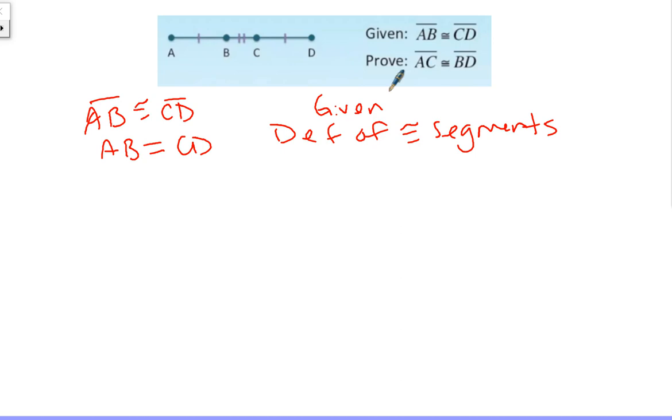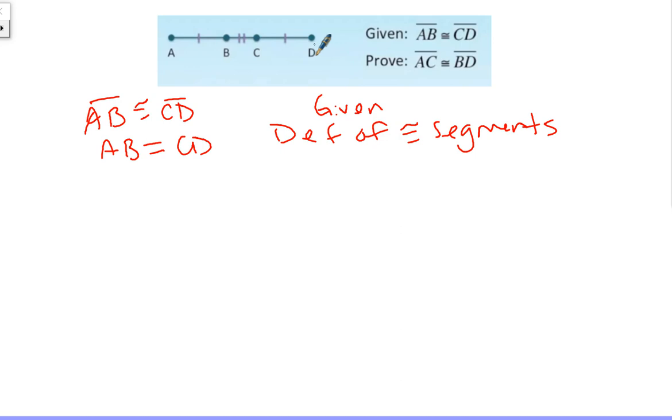Now, where does the topic of segment addition postulate come into play? Well, if we look at what we're trying to prove, we are trying to prove that AC is congruent to BD. So what I always tell my students is that if that's what you're trying to prove, you need to incorporate them somehow. AC and BD need to find their place into your actual proof. If they don't, they'll never be proven congruent.